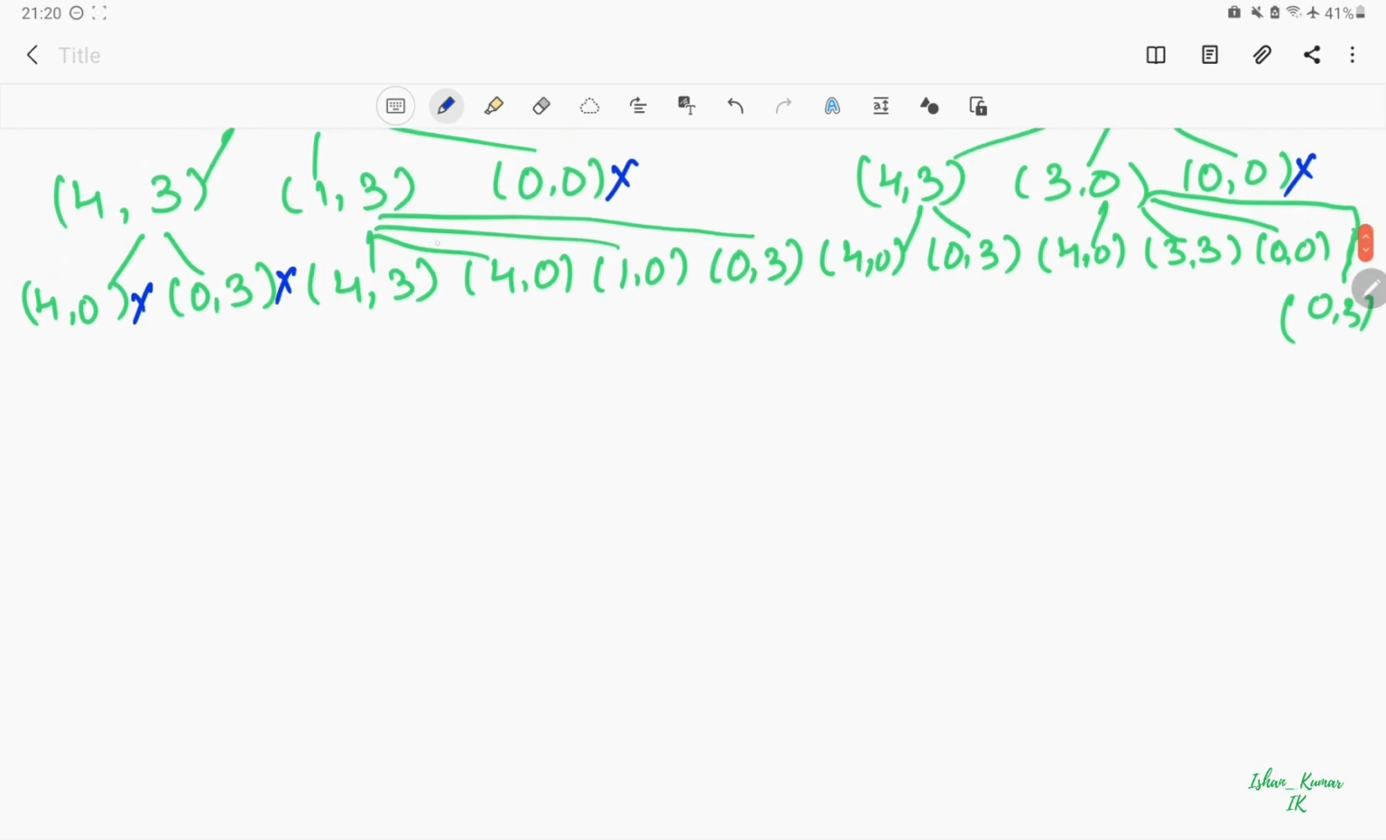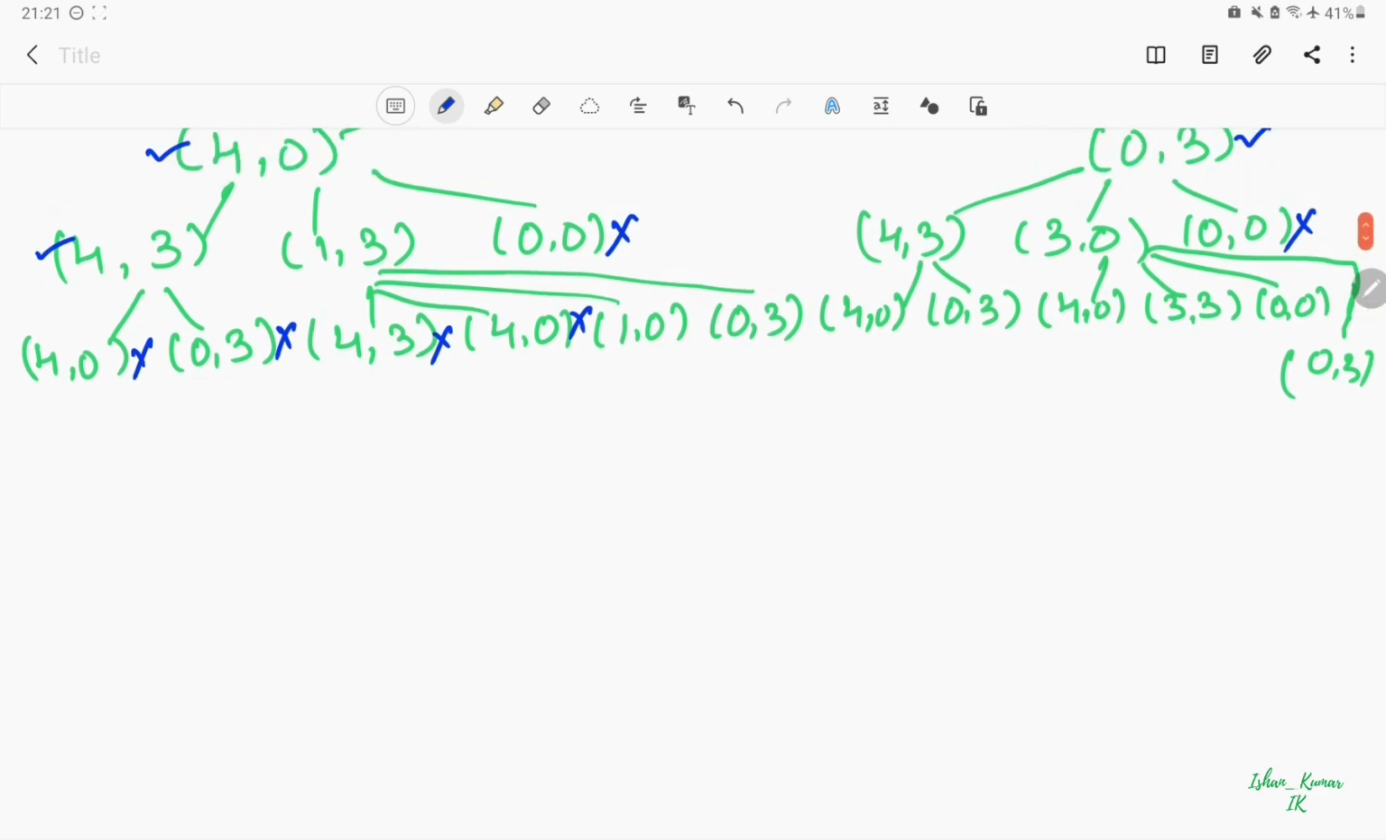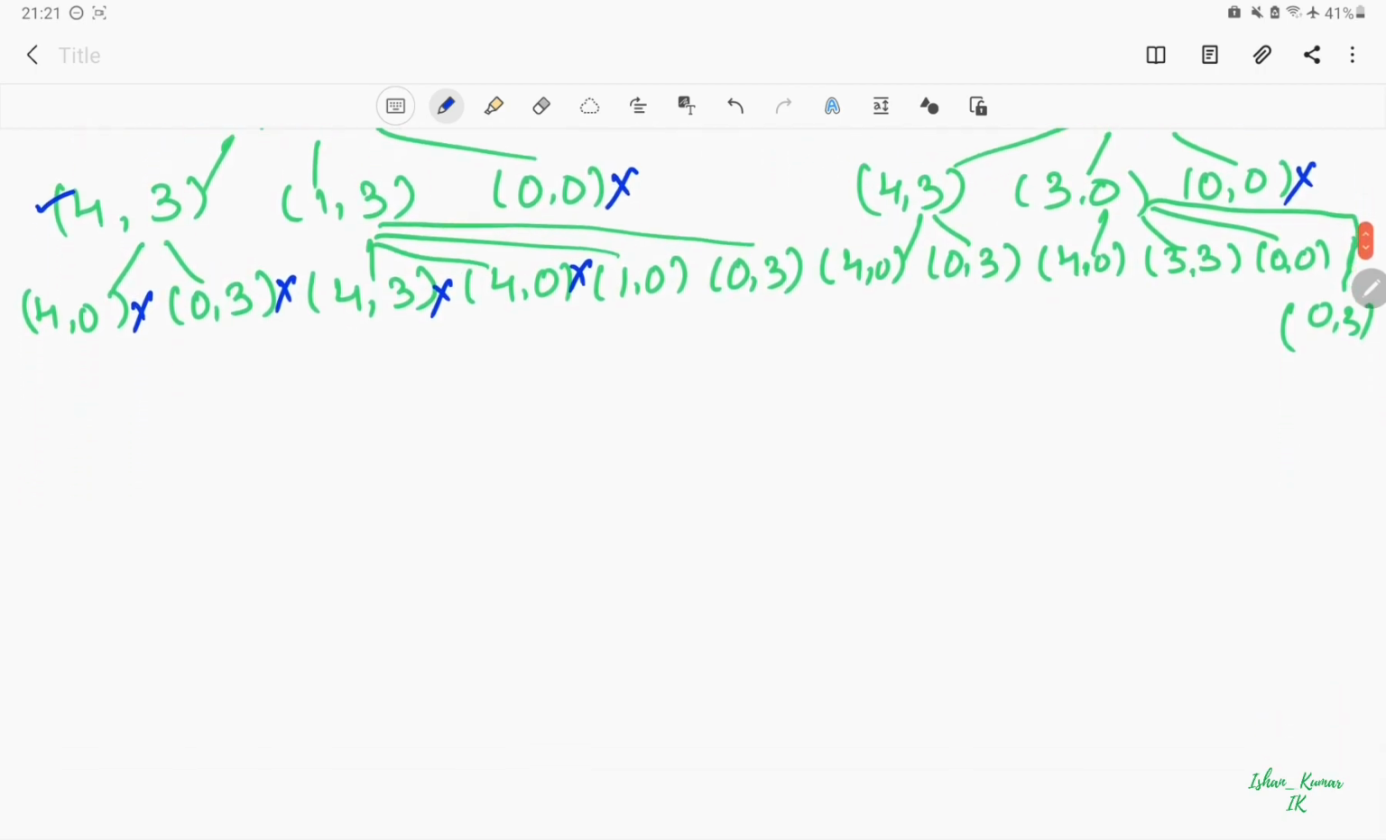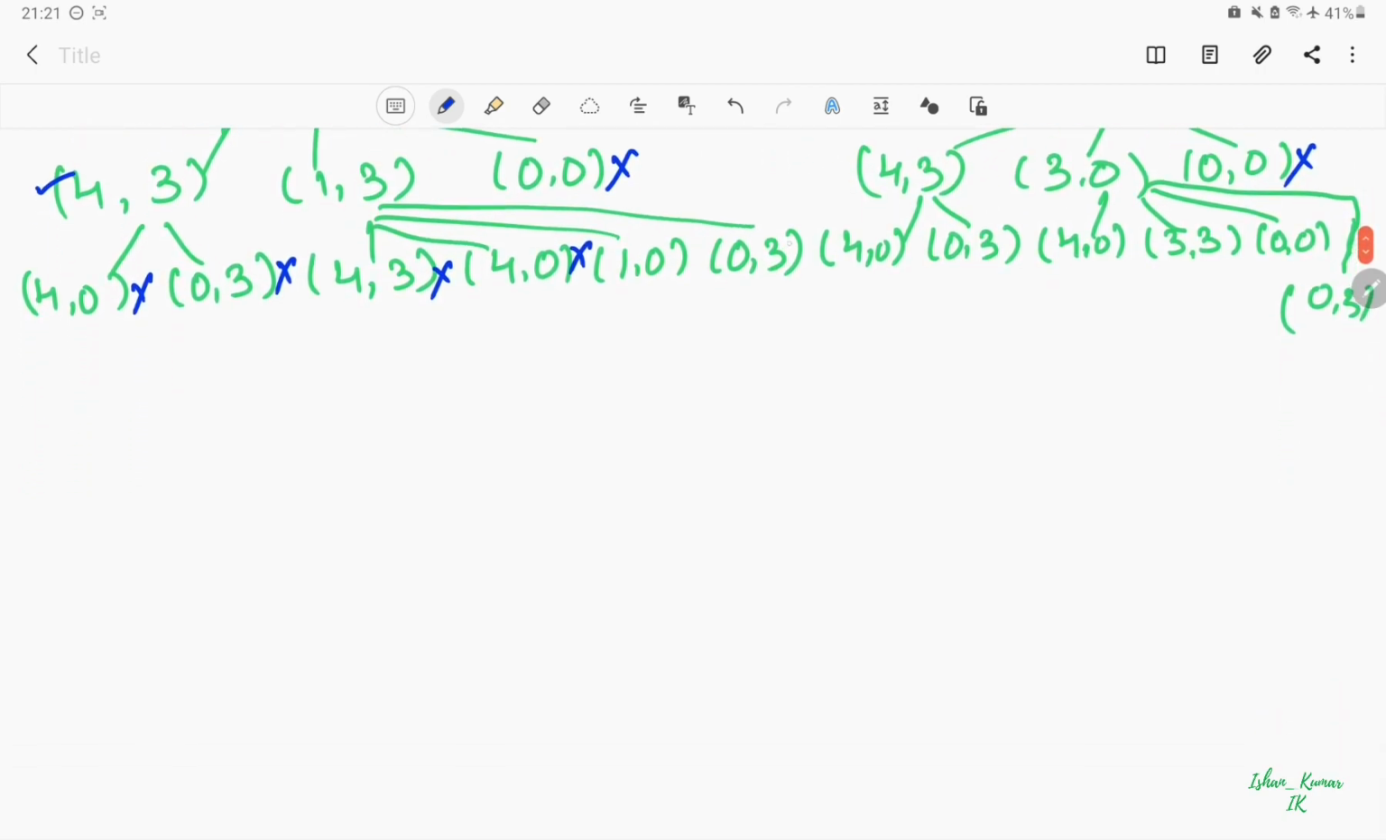Now 4, 3, again we have explored it in the previous step only, we can see here 4, 3. Then 4, 0, again we will not explore it. 1, 0 has not been explored, or we haven't got this state anywhere before. Then we have 0, 3, again we have already explored it.